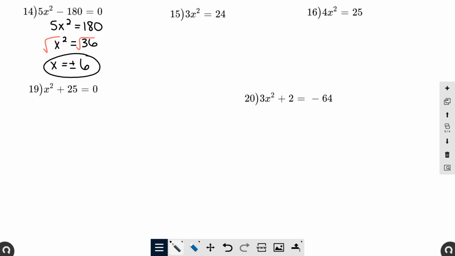Okay. All right, write down our next problem. 3x squared equals 24. What would I do first? Divide the 3. I want to get the x by itself. I'm going to divide by 3. 24 divided by 3 is 8. Then I would square root.